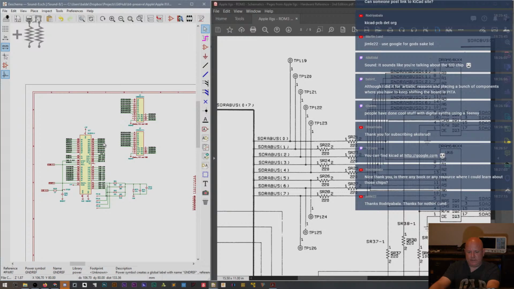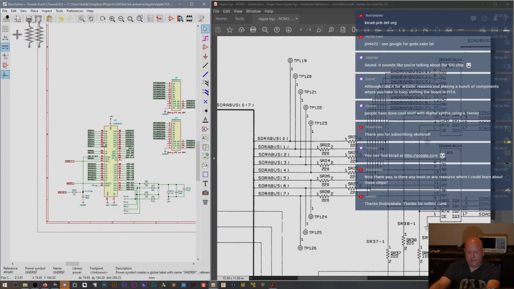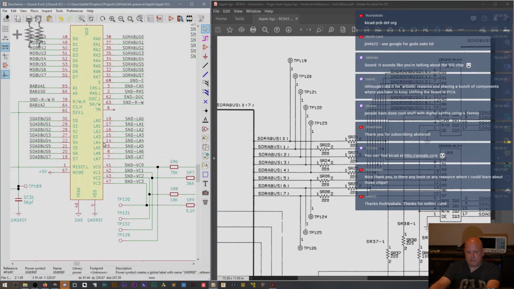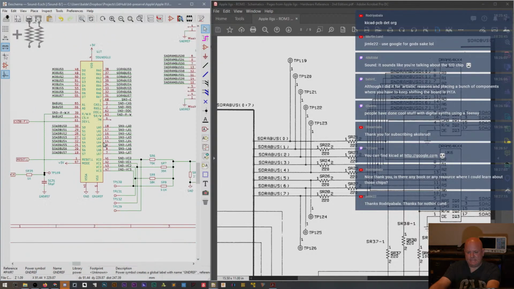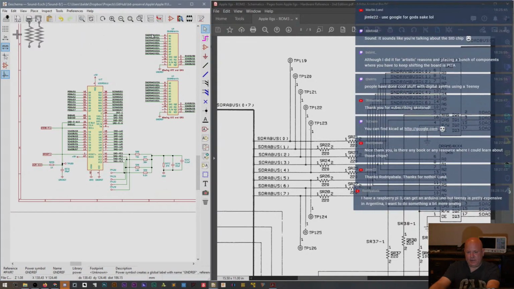Let's see. We got plenty of space. Let's break their convention a little bit. What if we did this? Let's see. What I want to do, what I'm thinking about is, okay, let's just do it this way.